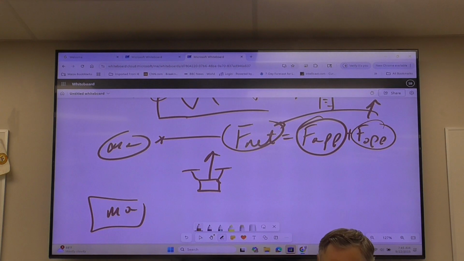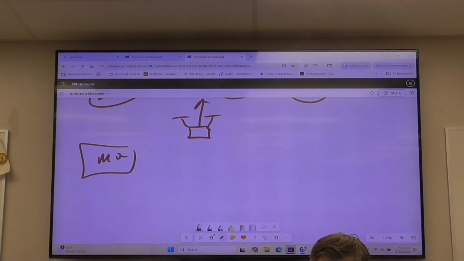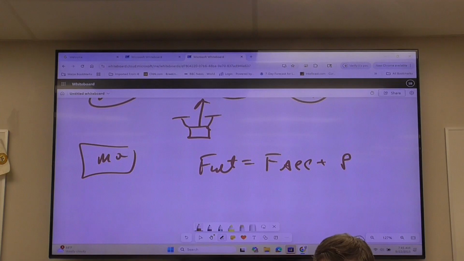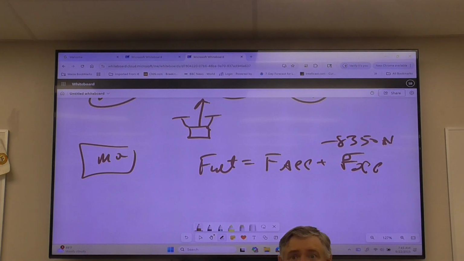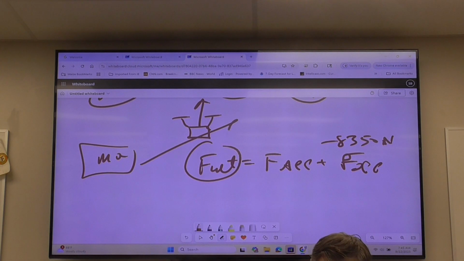Now think this through. There's a couple of ways you can do this. One is mathematically. That's negative 8350. You always have that working against you vertically. You have your net force, which you just found. There you go. Solve for your applied force.